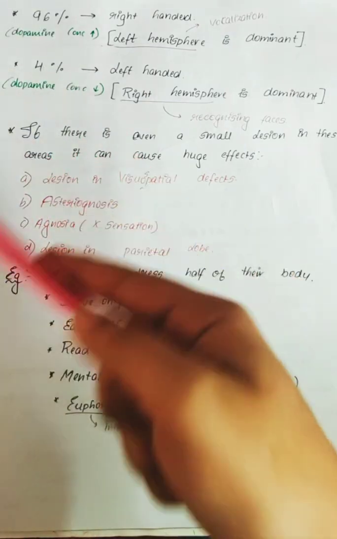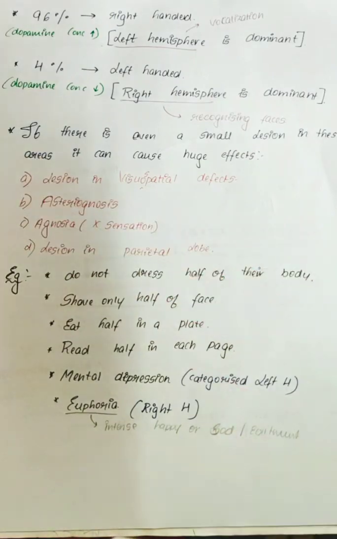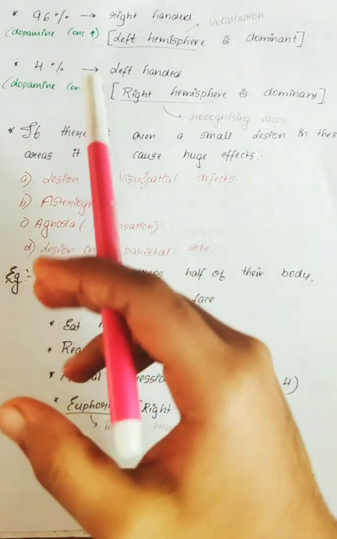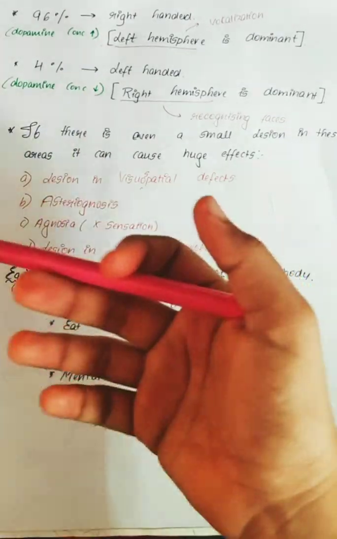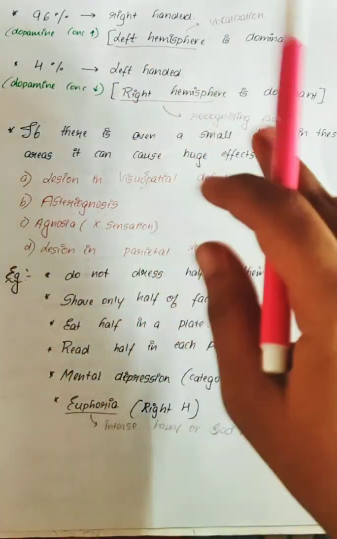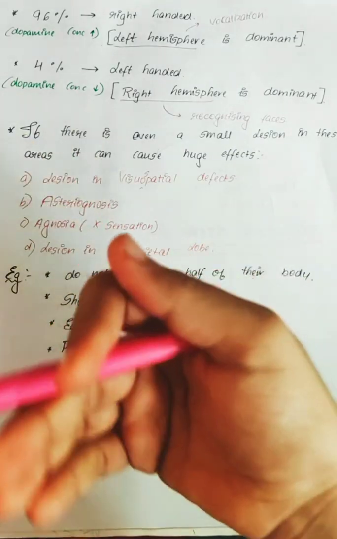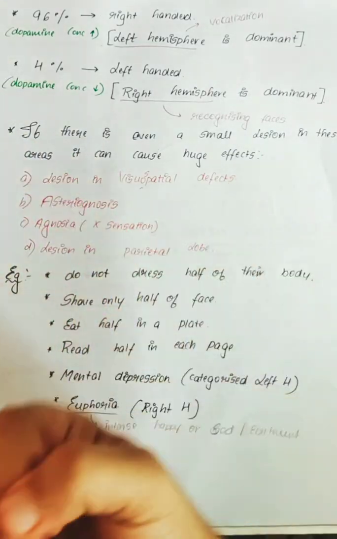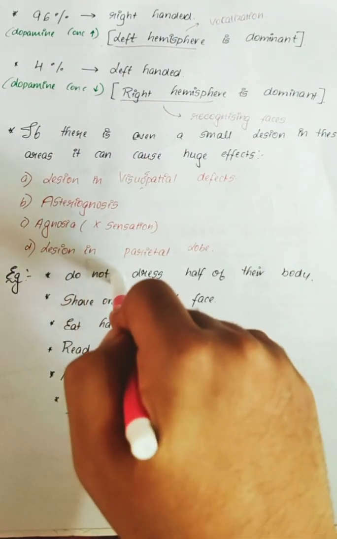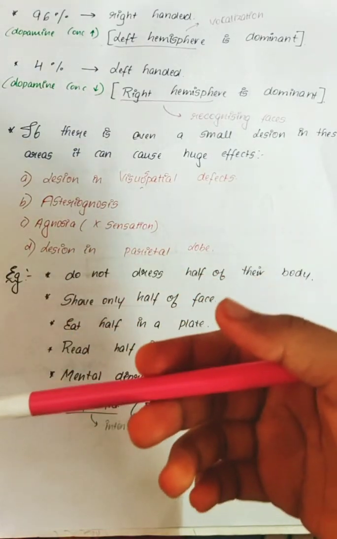It might cause visuospatial defects, or you may be unable to recognize faces, or unable to draw properly. It might be astereognosis. Astereognosis is when you are unable to identify known objects with your eyes closed. And agnosia is when you are unable to identify sensation, such as touch, pain, temperature. So there might be a lesion in the parietal lobe. I'll give you some examples. These kinds of things can be observed in hemisphere defects.